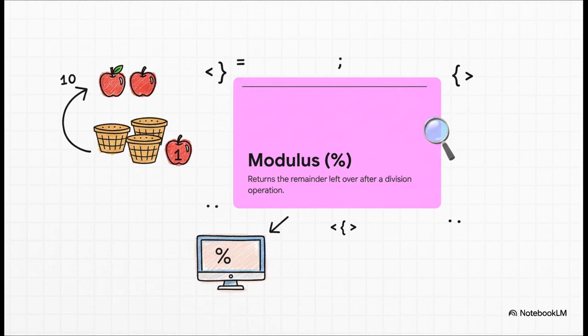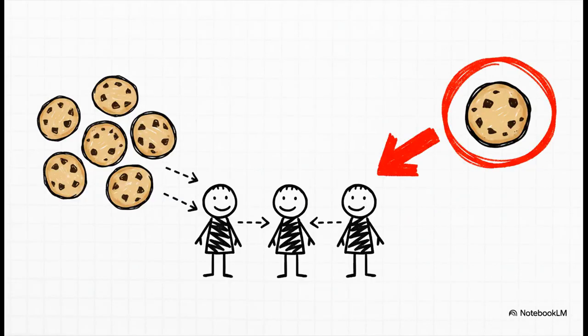So what on earth does that mean? The modulus operator, it's that little percent sign. It doesn't actually care how many times one number fits into another. Nope, it only cares about what's left over at the end. Here's a super simple way to think about it. Imagine you've got 7 cookies and 3 friends. You can give each friend 2 cookies, right? But you're still going to have 1 cookie left over. That leftover cookie, that is the result of the modulus. And this whole idea of remainders is so useful for things like checking if a number is even or odd.